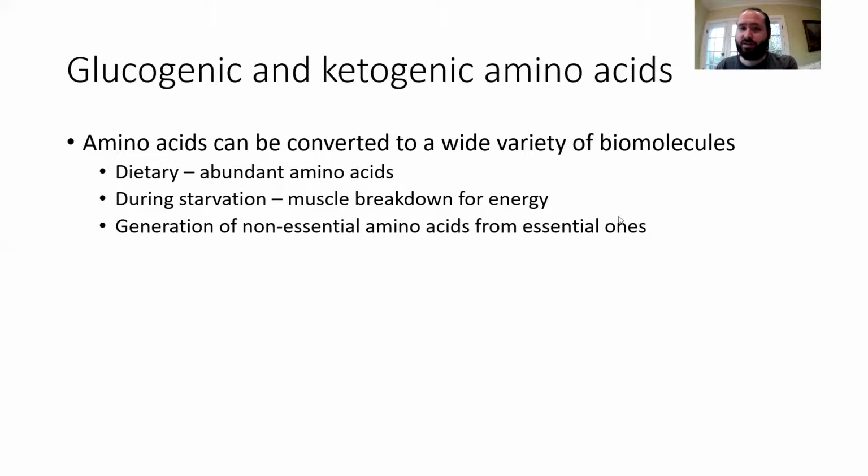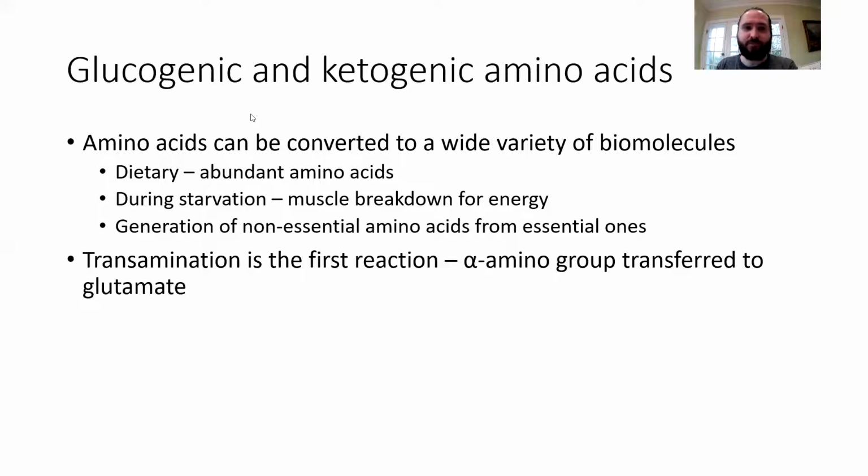And another thing we can do with amino acids is generate non-essential amino acids from essential amino acids. So does anybody remember the difference between essential and non-essential amino acids? Yeah, essential amino acids have to be consumed in the diet. They cannot be produced via de novo synthesis. We can't synthesize them from scratch. Good. And non-essential amino acids are non-essential because they can be made from the essential ones that we obtain from the diet, or they can be synthesized elsewise.